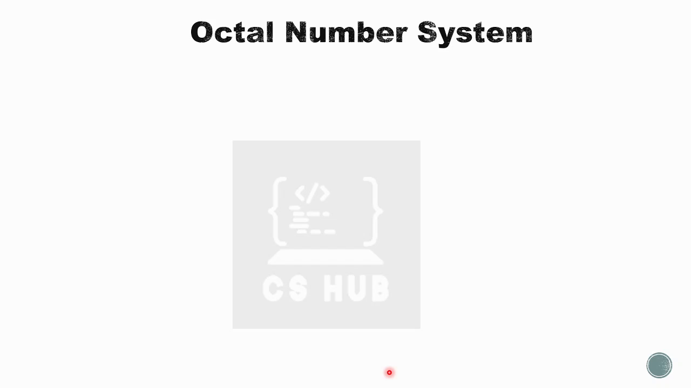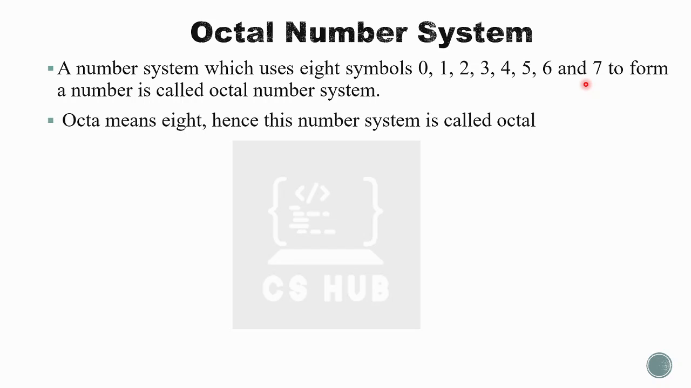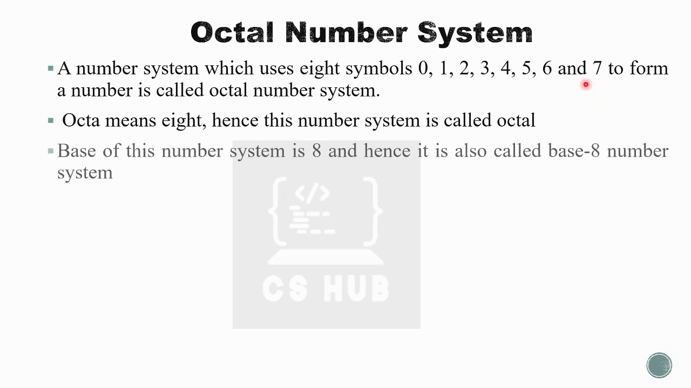Next, moving on to the octal number system. A number system which uses 8 symbols. Octa means 8, so it uses 8 symbols from 0 to 7: 0, 1, 2, 3, 4, 5, 6, 7. This is the octal number system. Here, the base will be 8, so it is also called the base 8 number system.